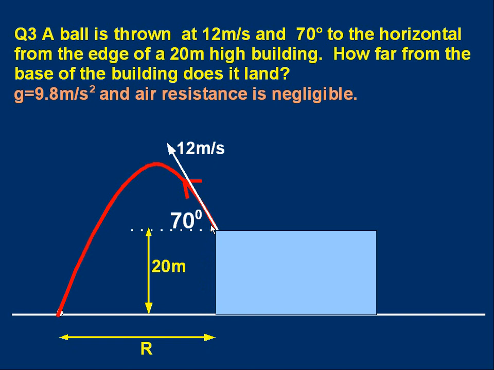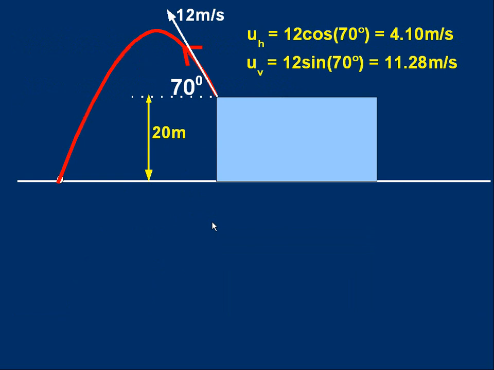So now we've got a diagram. Pause the video and see if you can do the rest of the problem for yourself. Well, let's see. I hope you had a go. There's the diagram again. The first thing I would do is work out the horizontal and vertical components, the initial components of velocity at the point of launch. uH is 12 cos 70 and uV is 12 sin 70. So we know the components.